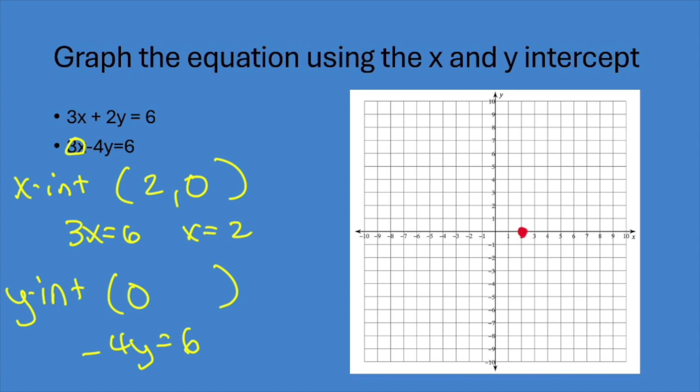What times 4 equals 6? Well, let's divide by negative 4 on both sides. 1.5, and that's going to reduce that fraction. It's going to be 3 over 2, negative. That's 1.5. You with me? Negative 1.5. Thank you. Don't forget your negative.